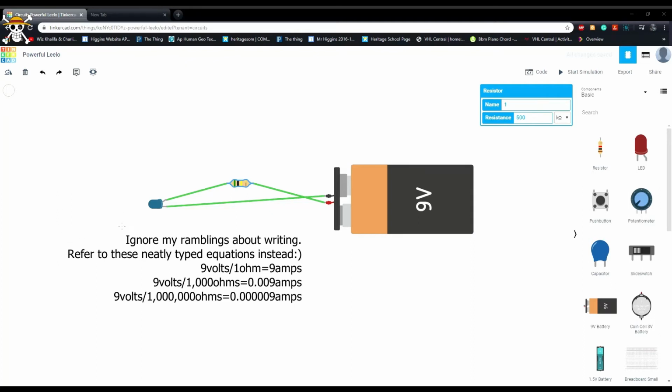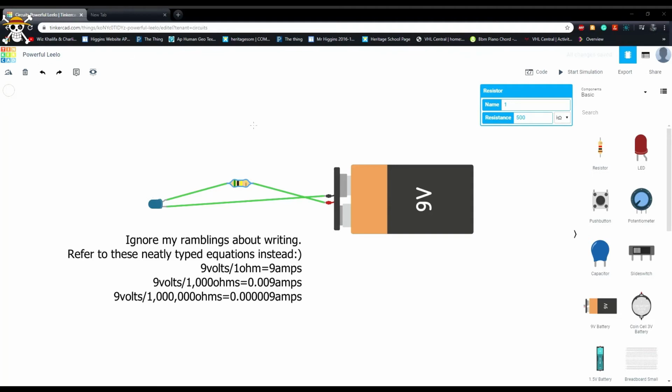Okay, and so that means that the amount of current that's passing through is equal to 9, and current is measured in amps, so we're going to put an A, and 9 amps. That's how that works. So that's how we find out the amount of current that's going through the circuit at one time. We're going to do another example.